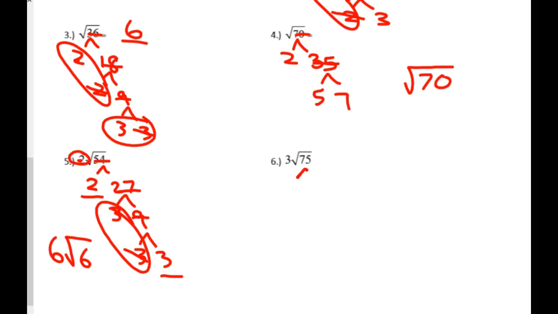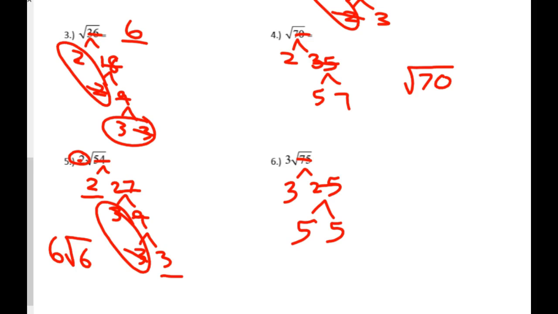Okay, last one. 3 times 25 is 75. 5 times 5 is 25. So again, these look like they're pairs, right? But this 3 is outside already. Like, it's not part of the tree in red, right? So does that make sense? This 3 is already out there. So again, these can't be circled.